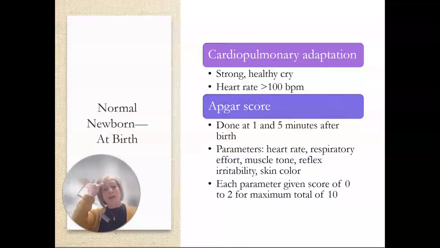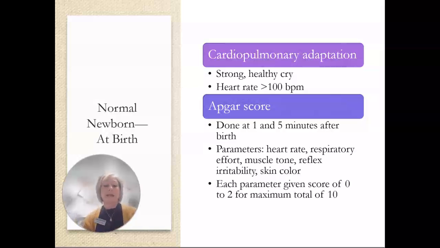So cardiopulmonary adaptation, we want their cry to be very strong and healthy, like a real lusty cry. We want that heart rate to be over 100. Any baby whose heart rate is less than 60, we will start CPR on. So we want that heart rate to be greater than 100. The more that we can get that baby to cry, the more the heart rate increases, the more the pressure in the lungs increases, and the more things are going to start adapting more quickly.